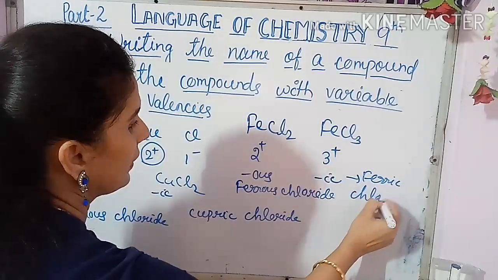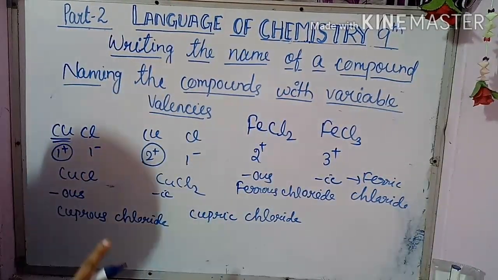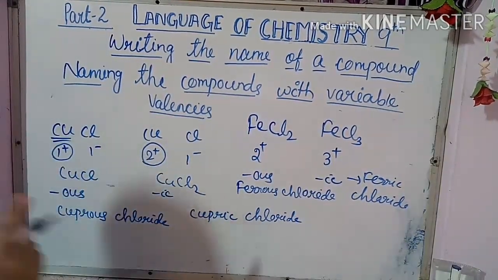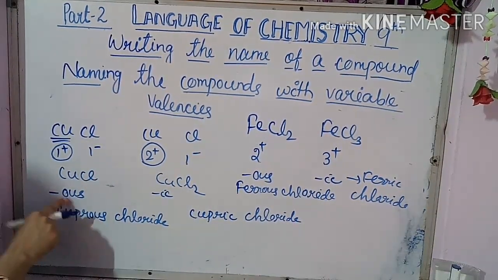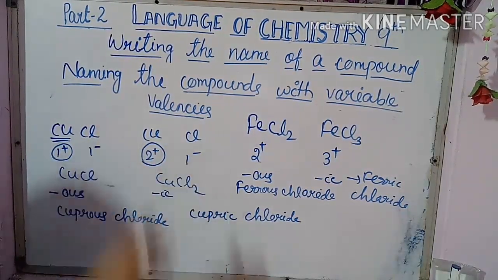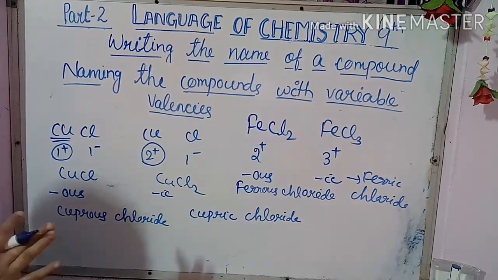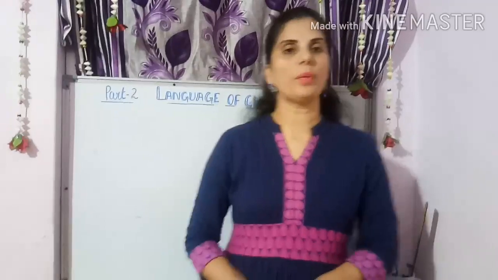Ferric chloride. So remember children, whenever electropositive ions or metals show variable valency, then when naming that compound, you have to follow OUS for the smaller valency and IC for the larger valency. So this is the naming of the compounds with variable valencies. Now children, next we will read about how to name the acids and the bases. This is all about today's topic.